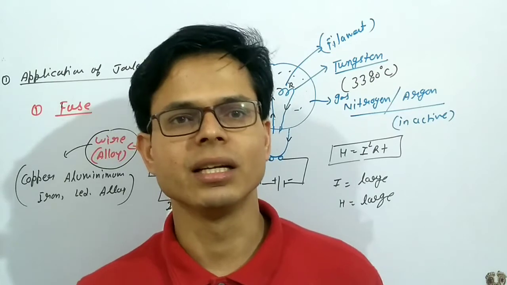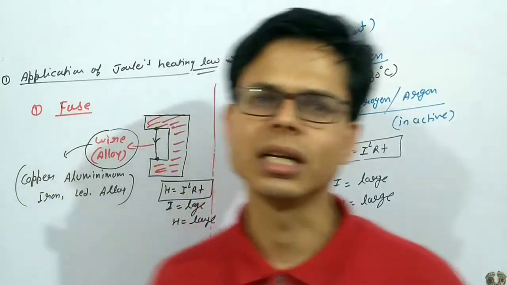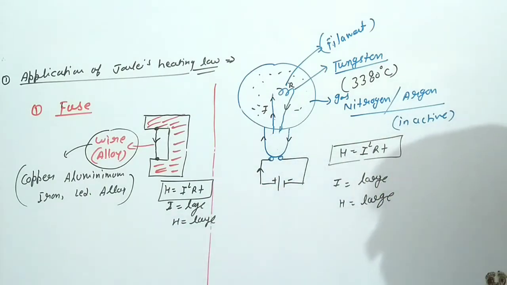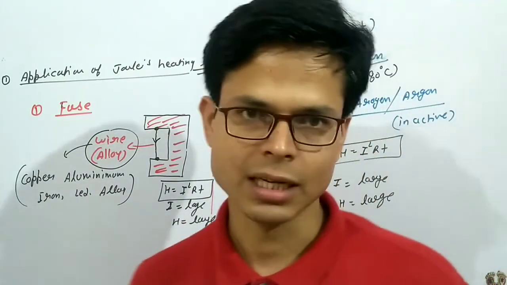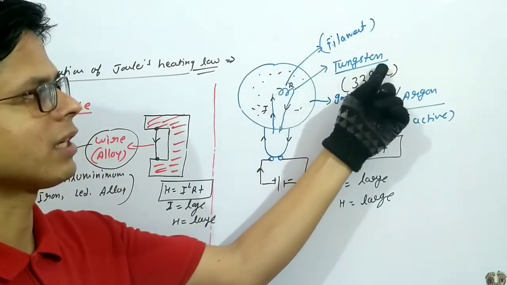Heater, iron, and water heater. These all work on the principle of Joule's heating law. So this is Joule's heating law. Is it clear? So here the filament of the bulb is made up of tungsten.